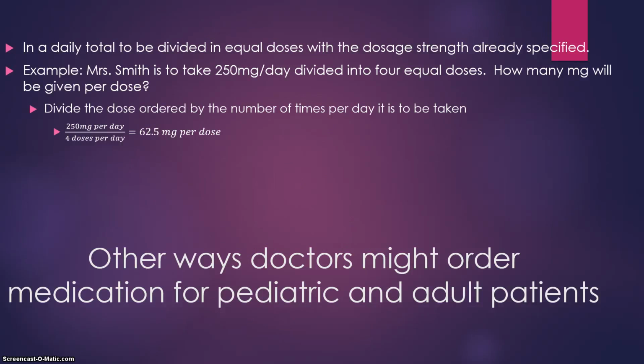Now, a doctor may also order medication for pediatric patients in a daily total to be divided in equal doses with the dosage strength already specified. So, for example, Ms. Smith is to take 250 milligrams a day divided into 4 equal doses. How many milligrams will be given per dose? So, all you do is divide the dose ordered by the number of times a day it is to be taken. 250 milligrams per day divided by 4 doses per day gives you 62.5 milligrams per dose.